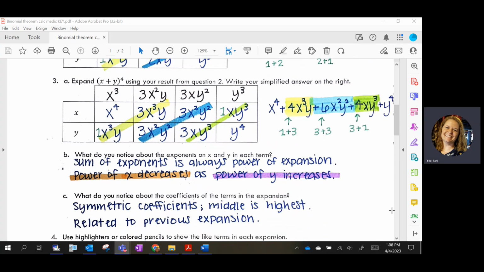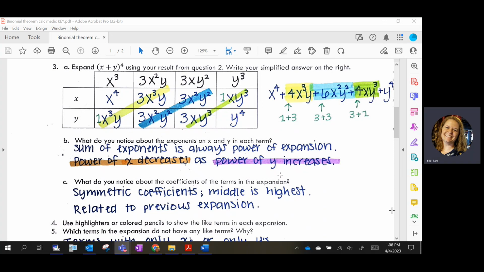Part C asks what you notice about the coefficients in terms of the expansions. Okay, so one thing maybe some people noticed is that the coefficients are symmetric.